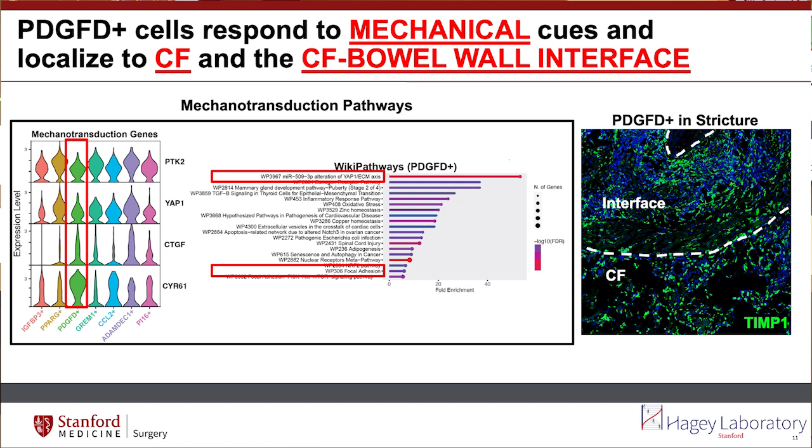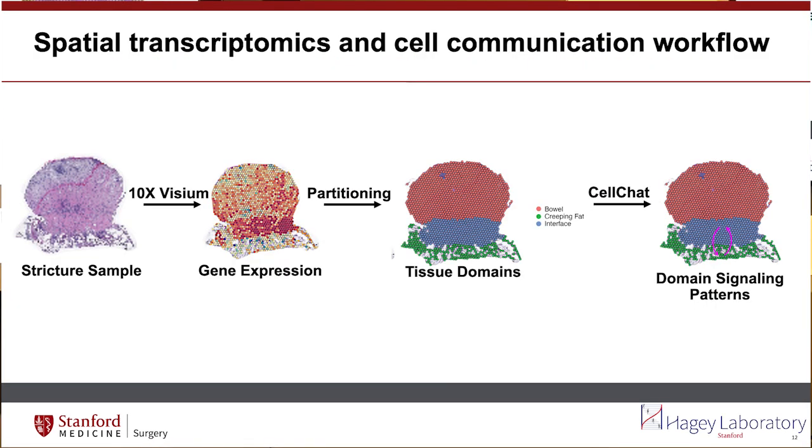And then in a further bid to understand where these cells are located, we stained our stricture tissues for TIMP1, which also marks this mechanosensitive population. And what we found was that they're present in the creeping fat, as well as at that interface between the fat and the bowel. Of course, the disadvantage of single-cell RNA-seq is that it doesn't give us any spatial information. And so to overcome this, we performed spatial transcriptomics. And what we were able to do was take histology sections and then sequence the RNA in those sections to obtain a profile for the gene expression.